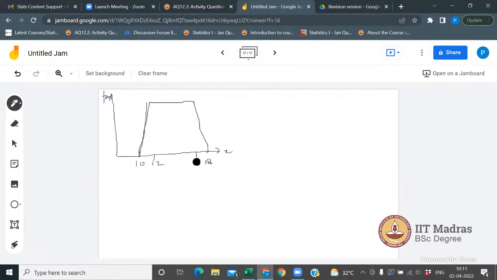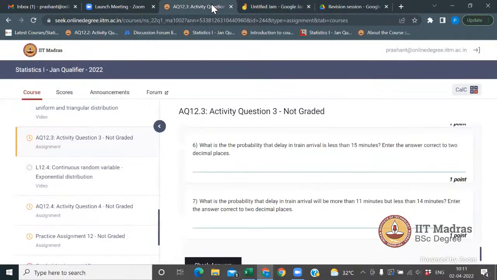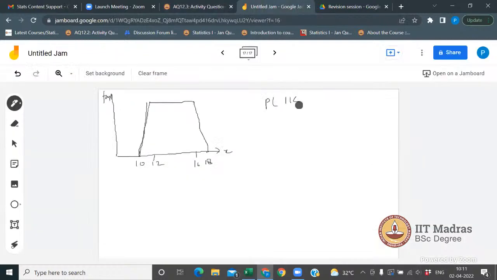Yeah, 12, 16, right? Yes. So see, now you have to find the probability of more than 11 minutes but less than 14 minutes. Okay, that means these things, right? Suppose your 11 is here, something here, and more than 11 and less than 14.